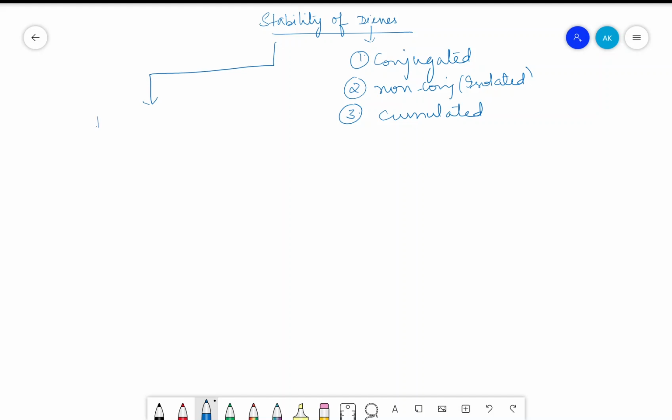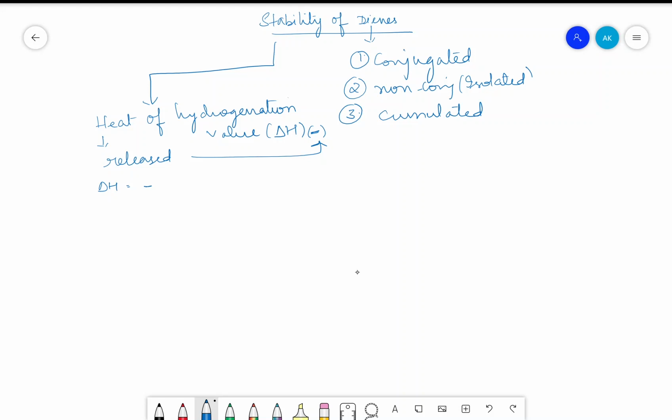with the help of heat of hydrogenation value, and it is denoted by delta H, and it has a negative sign because heat is released. Because it is released, it will have a negative sign. So the value we get as delta H, a negative value with kilocalories per mole as its unit, will help us in deciding out of these three dienes, that is conjugated, non-conjugated, and cumulated, which is supposed to be more stable.